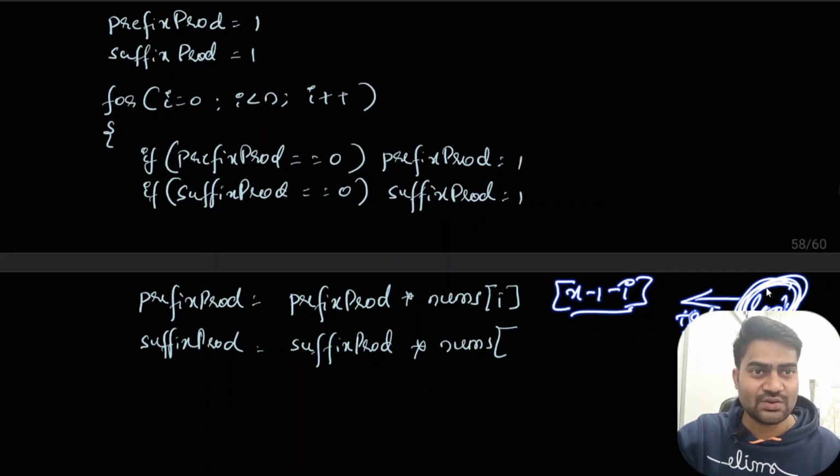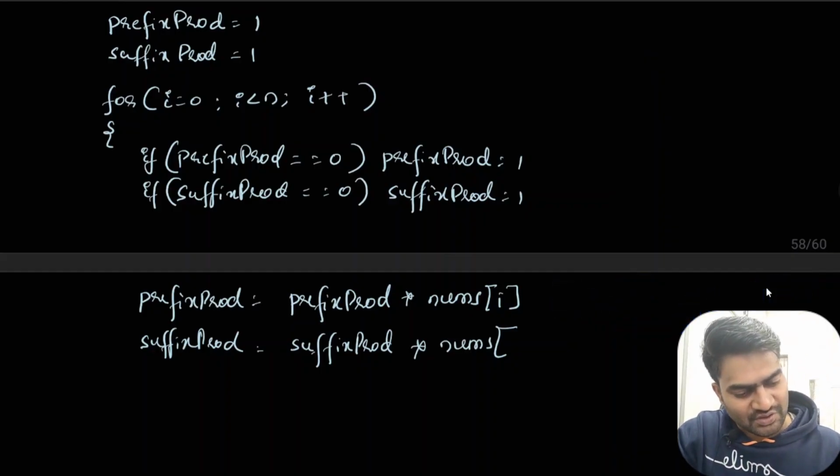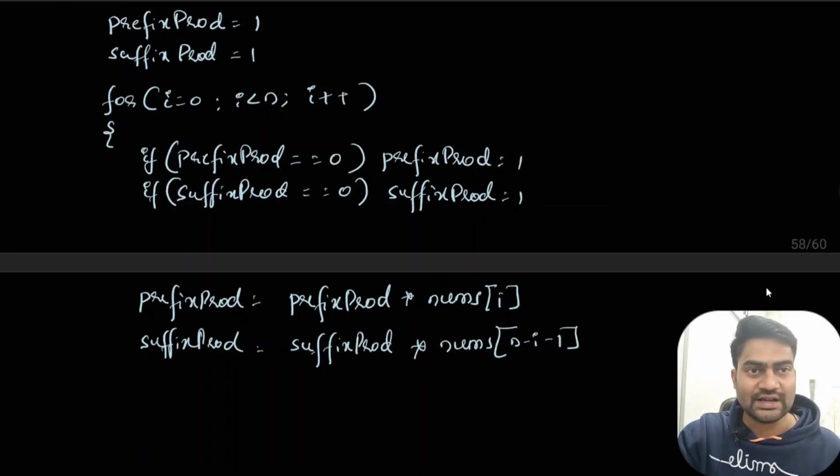Minus I will be 0, so it starts from the n minus 1 element. When I becomes 1, we will process the second element from the end of the array, then this will be n minus 1 minus 1, which is the second last element. That's how we process. So I will say n minus I minus 1.